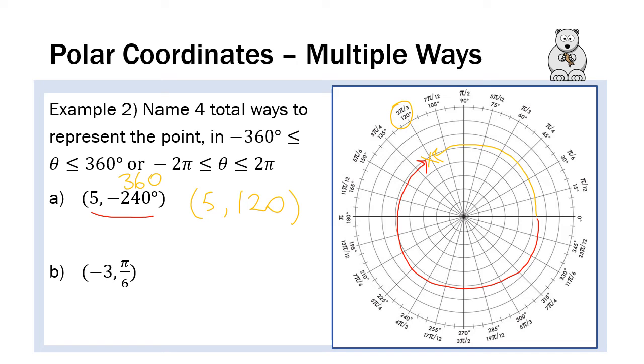So next we have to do our negative numbers. So if the first one was add, if I add 180 to negative 240, I am going to get negative 60. And that is in the range. It has to be between negative 360 and 360. And it is. But I don't like to plot things this way.